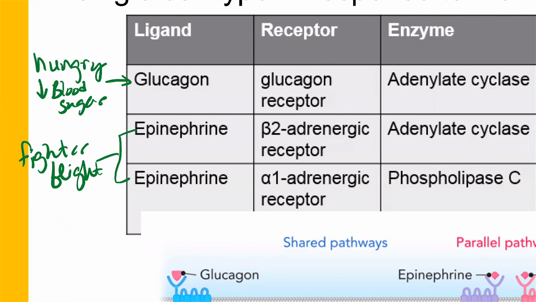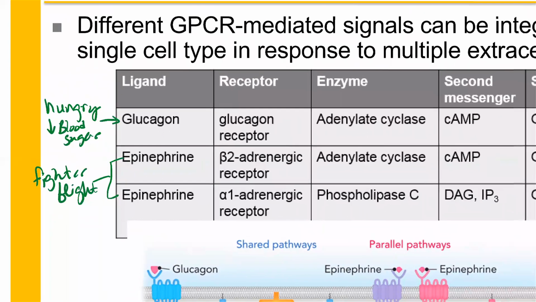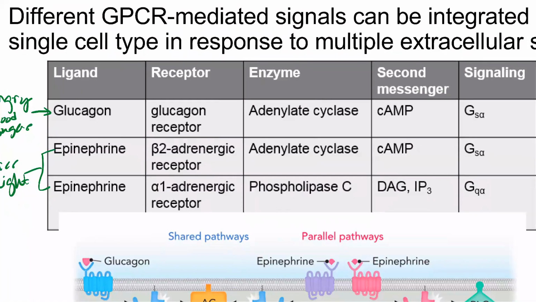So each of these different hormones kind of wants the same effect. We want to put glucose in the bloodstream. And so they do it in different ways. So they each bind to a type of GPCR receptor, right? Glucagon binds to the glucagon receptor. Epinephrine can bind to two. Epinephrine binds to the beta-2 adrenergic receptor and the alpha-1 adrenergic receptor. And so depending on which GPCR is activated, you're going to have different downstream effects.